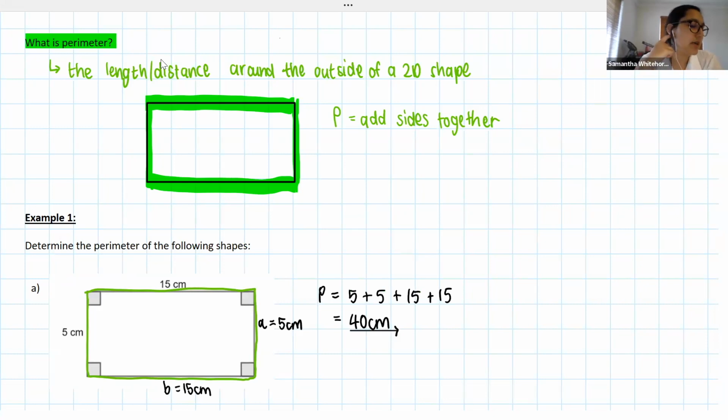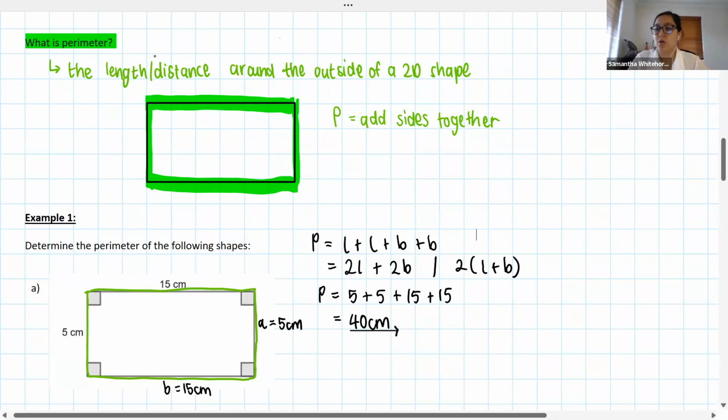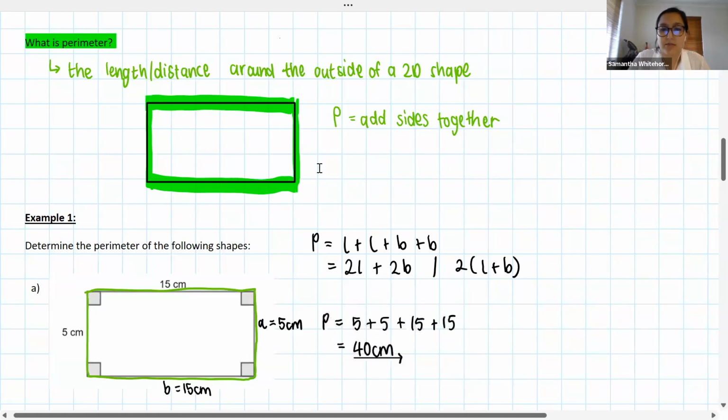When it does come to a rectangle, there is a little formula that we can use. So perimeter is equal to length plus breadth plus length plus breadth. It's a little bit complicated, so we sometimes simplify this to 2 lengths plus 2 breadths, or this can be written as 2 times (length plus breadth), because if you distribute it in, you get 2 length plus 2 breadth. But either way, that is our general formula for the perimeter of a rectangle.